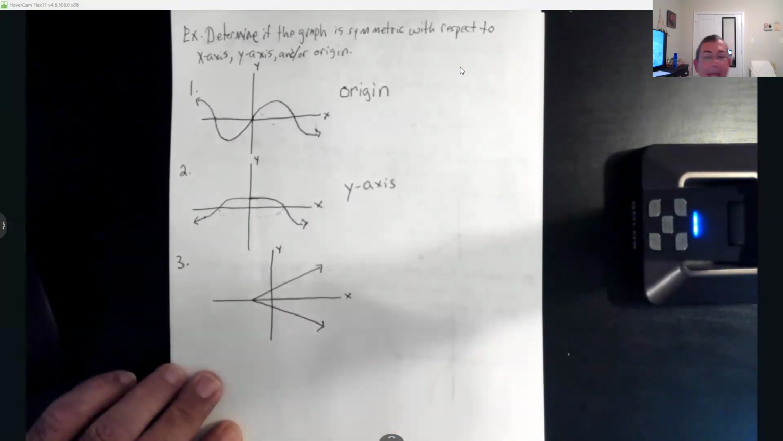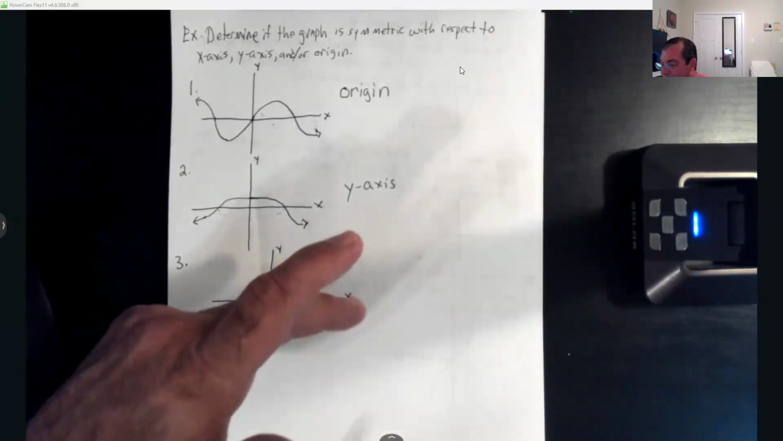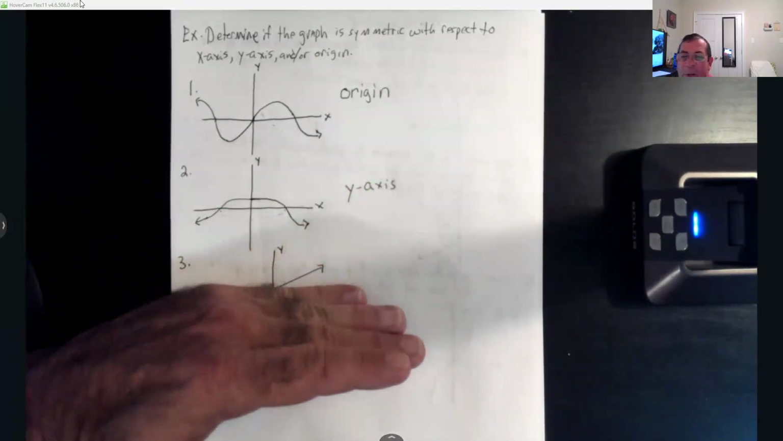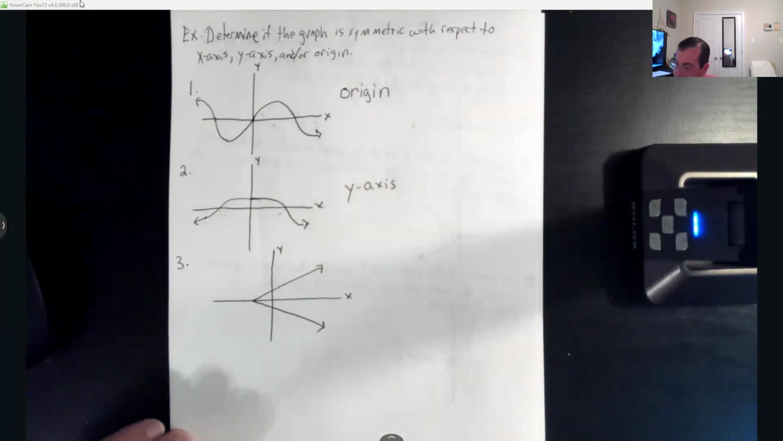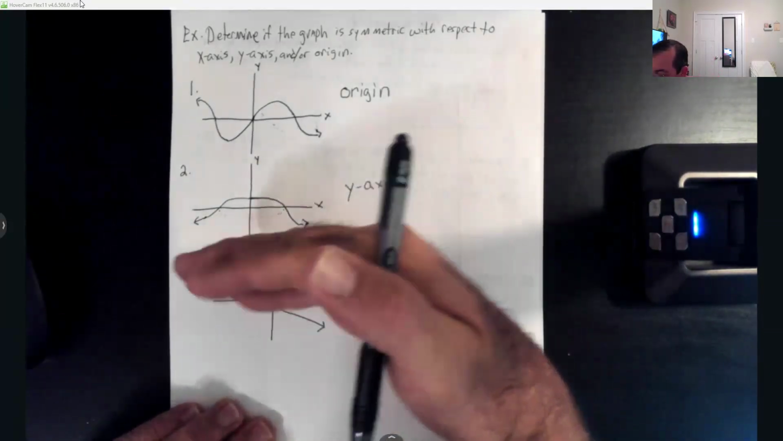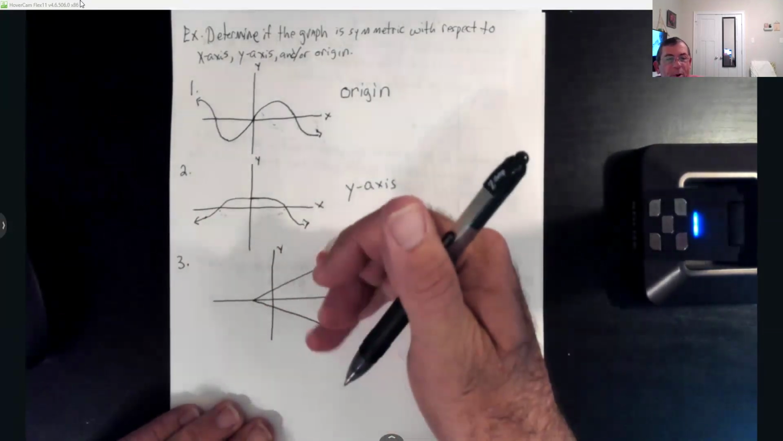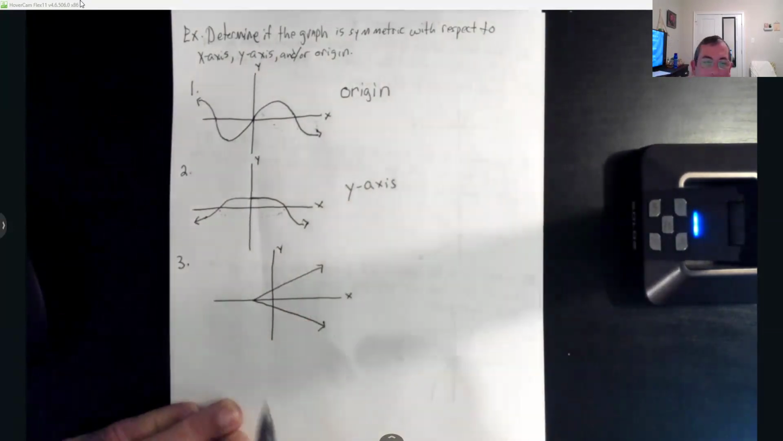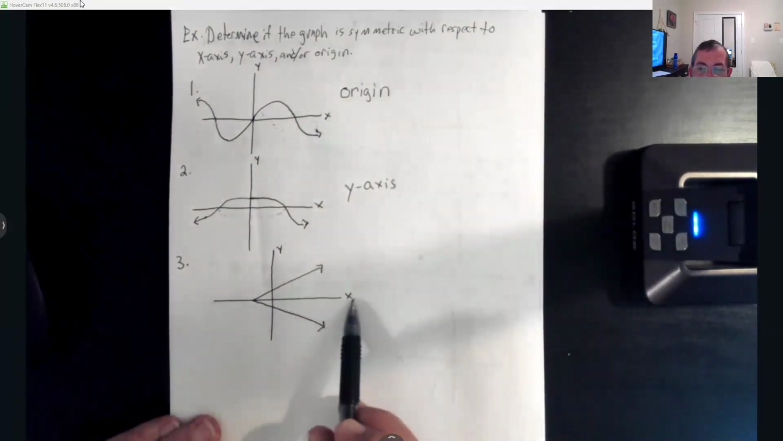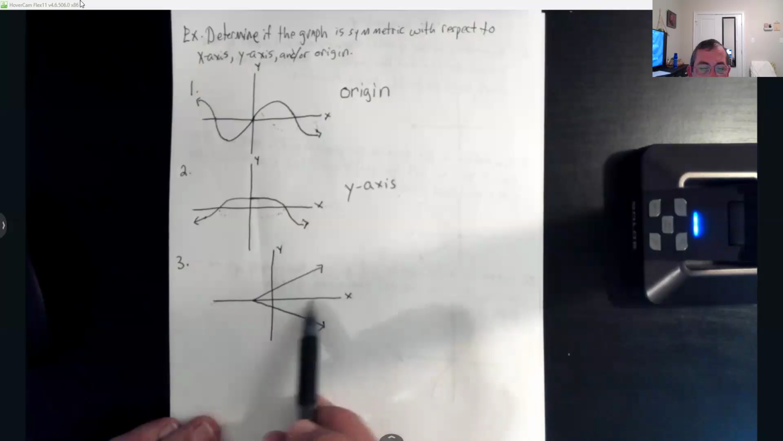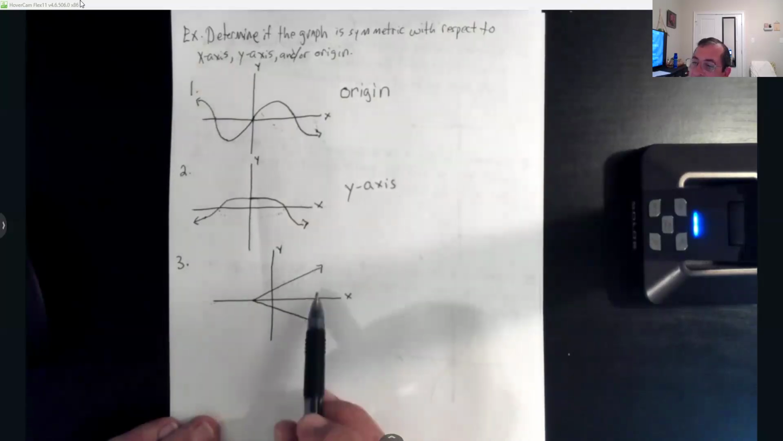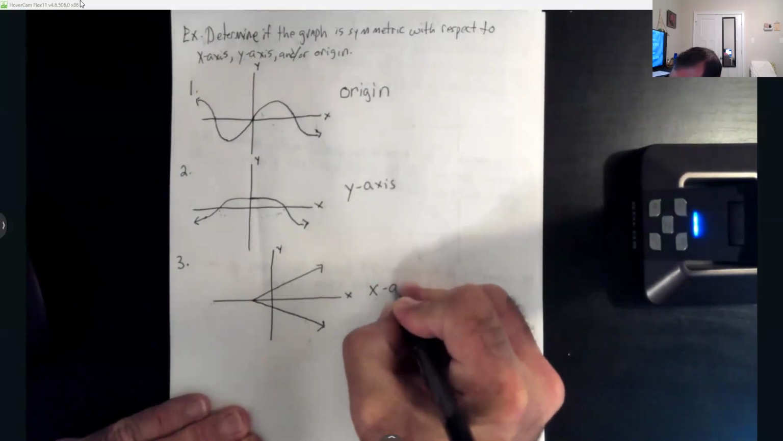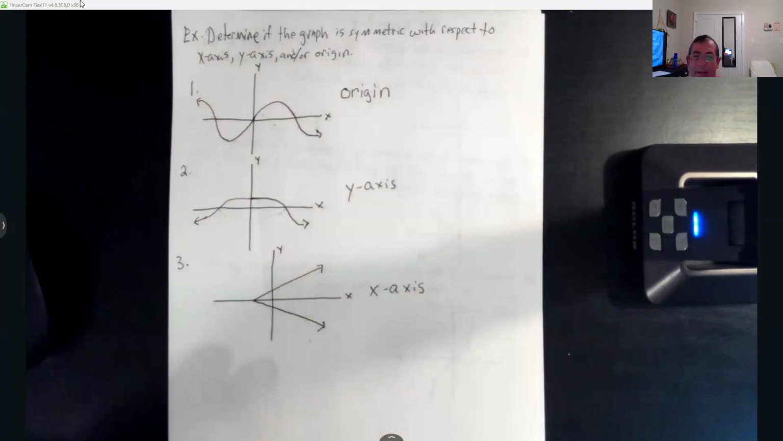So let's try the x-axis next. To be symmetric to the x-axis, I got to take this graph and fold it over the x-axis. Oh, good job, y'all, because if you fold it over the x, this top part is landing right on that bottom part, okay? Also, if you notice this x-axis here, it's cutting that graph right in half. So good job, y'all. This one is definitely the x-axis.